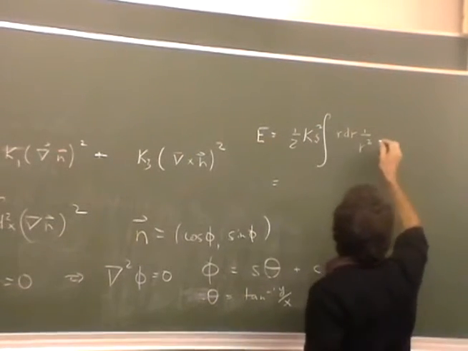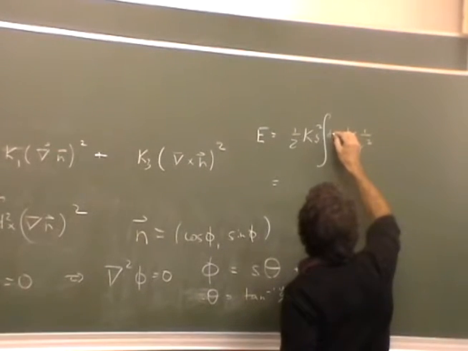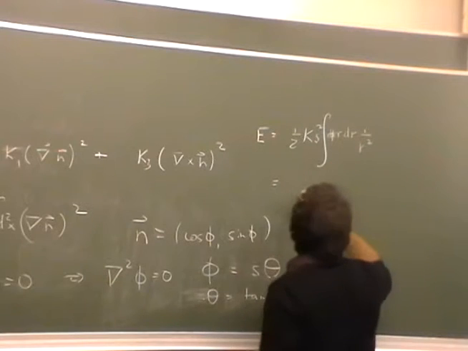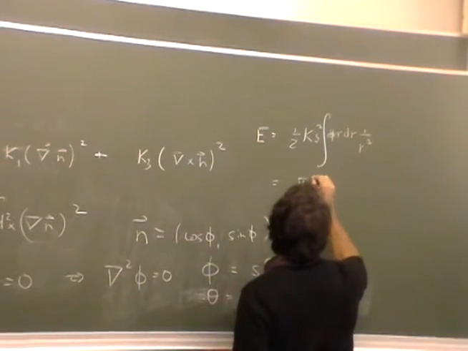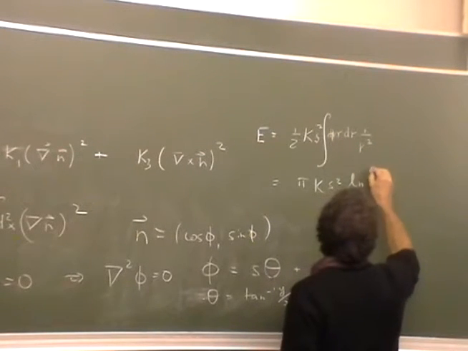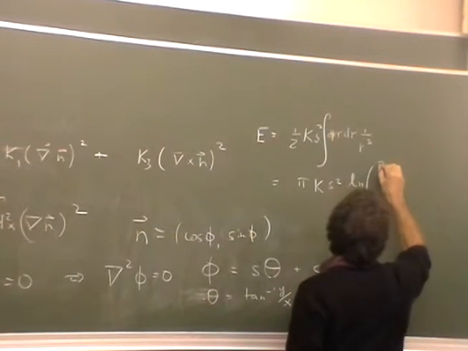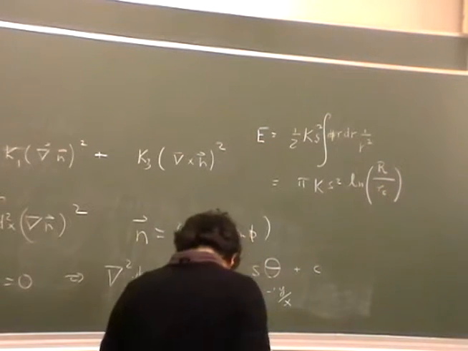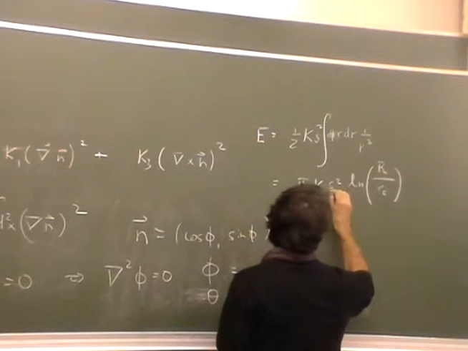And so we get 2 pi from that, and we have the integral. We get pi k s squared, and the r integral is dr over r, so it's logarithmically divergent. So it's cut off by some system size R and some core radius constant. So the important thing is this.